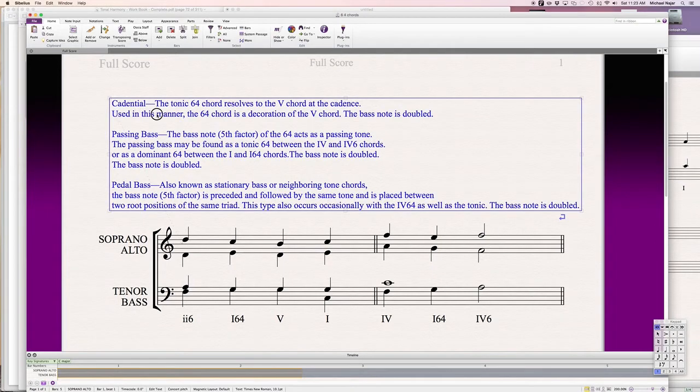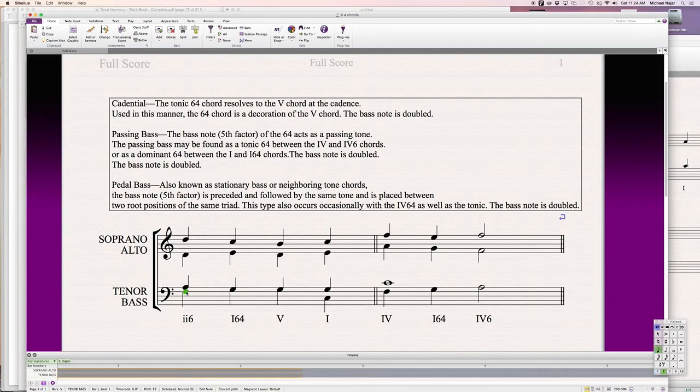Okay, I'm going to read this to you because I know it's written here on the screen, but it's so important anyway. The cadential 6/4 is that a tonic 6/4 chord resolves to the 5 chord at the cadence. A tonic 6/4 chord being a 1/6/4. Used in this manner, the 6/4 chord is a decoration of the 5 chord. And the bass note is almost always doubled. In fact, it's always doubled. The 5th of the chord.